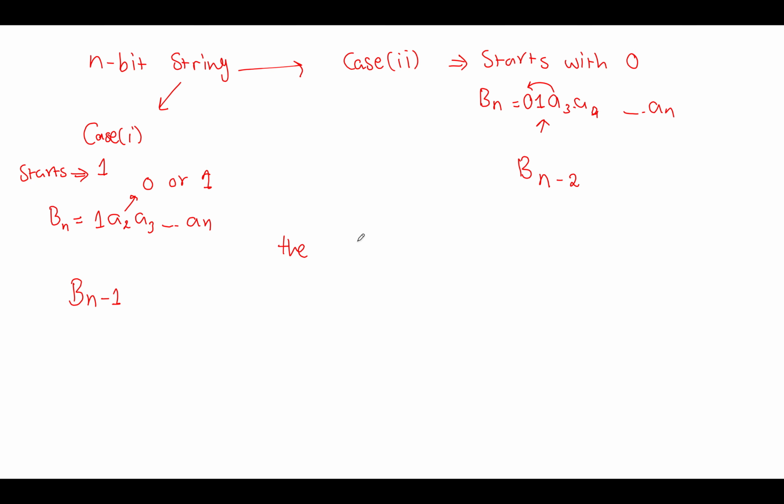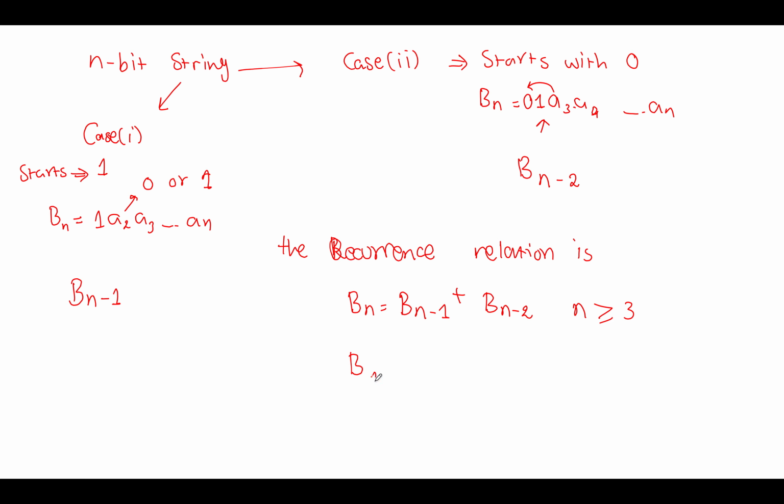So from here we can see that the recurrence relation is Bn is equal to Bn minus 1 plus Bn minus 2 for all n greater than or equal to 3, where the initial conditions are B1 equal to 2, and B2 is equal to 3.